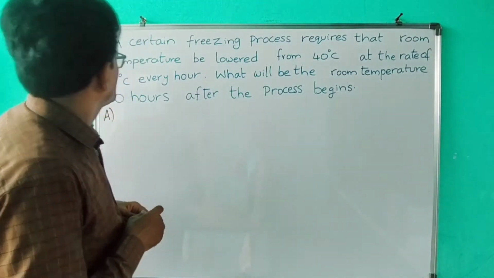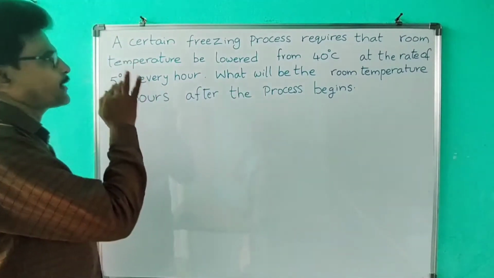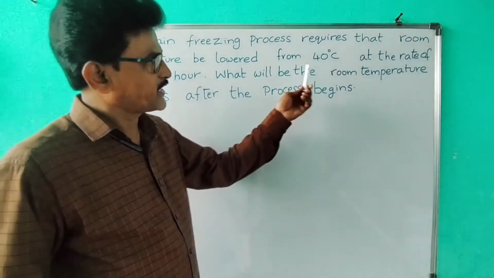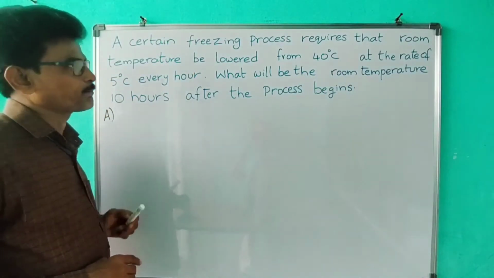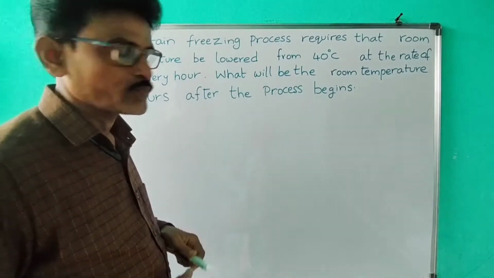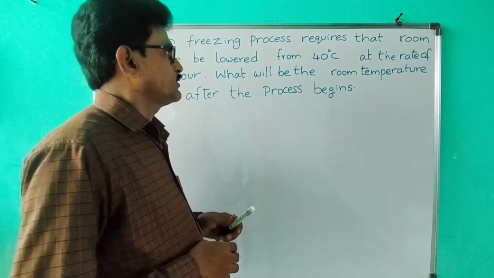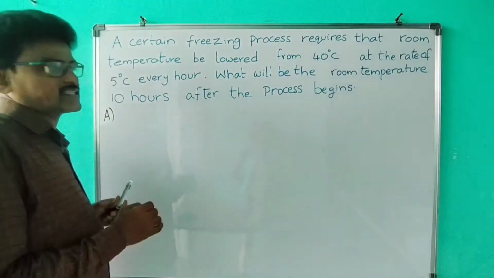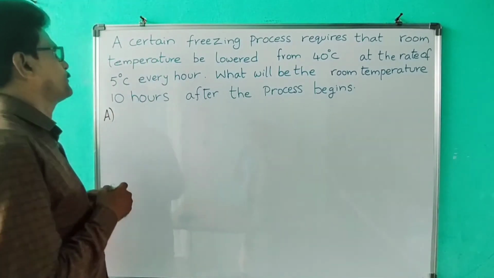Say a certain freezing process requires that room temperature be lowered from 40 degrees centigrade at the rate of 5 degrees centigrade every hour. What will be the room temperature 10 hours after the process begins? So initially room temperature is 40 degrees centigrade. After 10 hours, what is the room temperature, if 5 degrees centigrade is decreasing every hour? This is the problem.